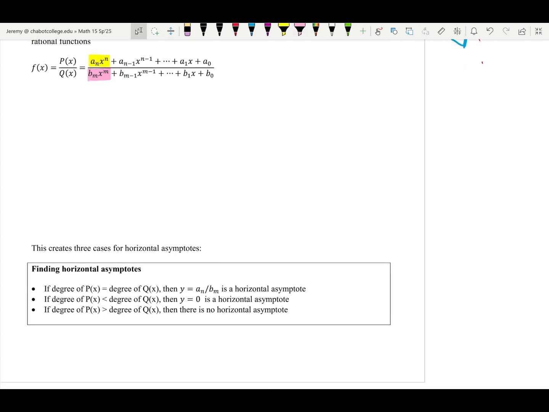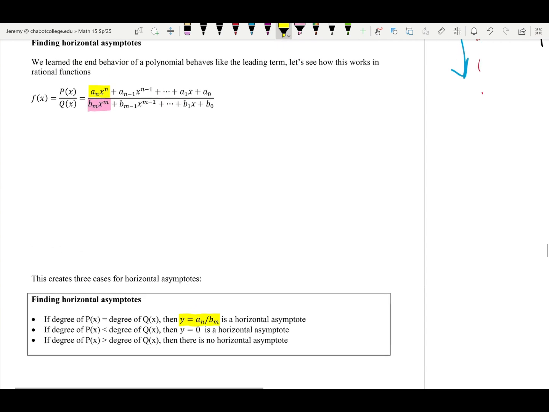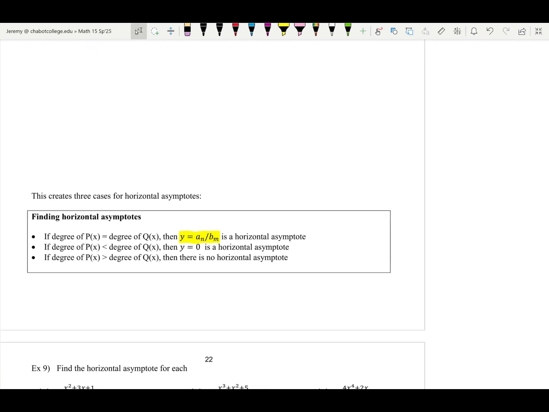So here are the rules down here. Finding horizontal asymptotes: if the degree of p is equal to the degree of q, so numerator and denominator have the same degree, then the ratio of the leading coefficients, a sub n over b sub n, so looking up here again, leading coefficients of each of those polynomials, that will give you the horizontal asymptote. If the degree of p is less than the degree of q, then the horizontal asymptote is just y equals 0. And if the degree of p is greater than the degree of q, then there is no horizontal asymptote.